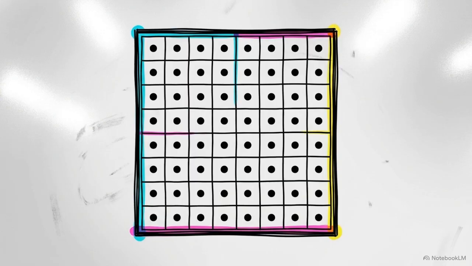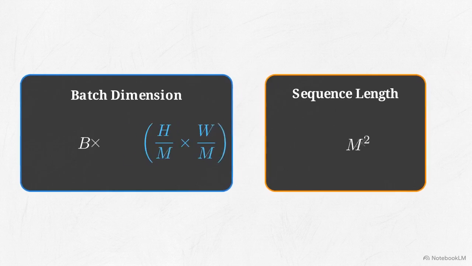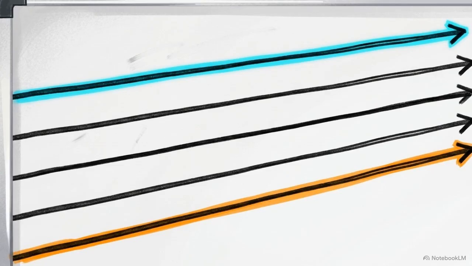The sequence length, the middle dimension of our tensor, is now strictly capped at m squared, which typically locks the size to 49 or 64. By moving the image's spatial scale out of the sequence length and into the batch dimension, the hardware calculates localized attention in parallel with strict linear complexity, O of n.